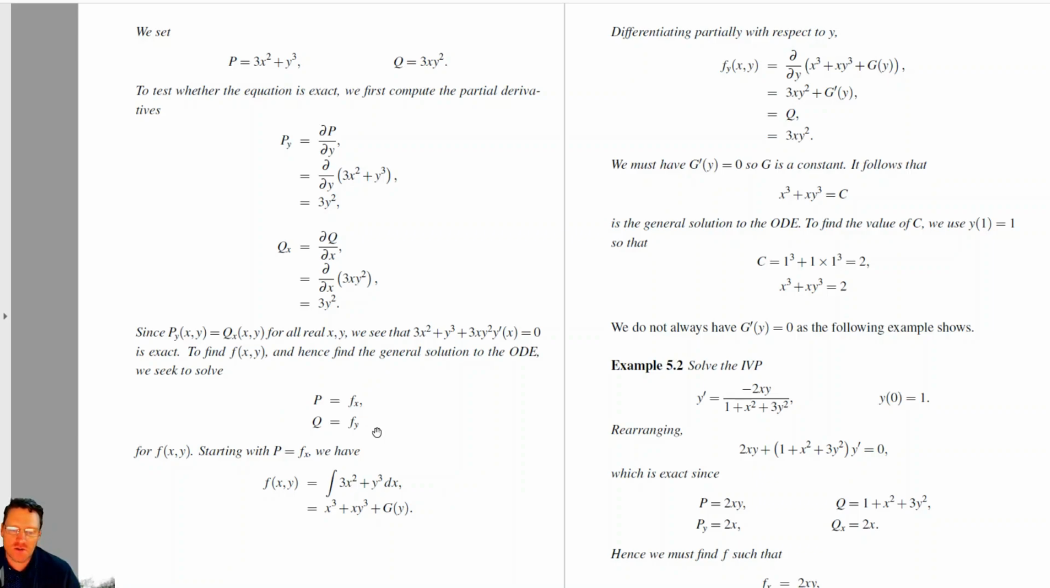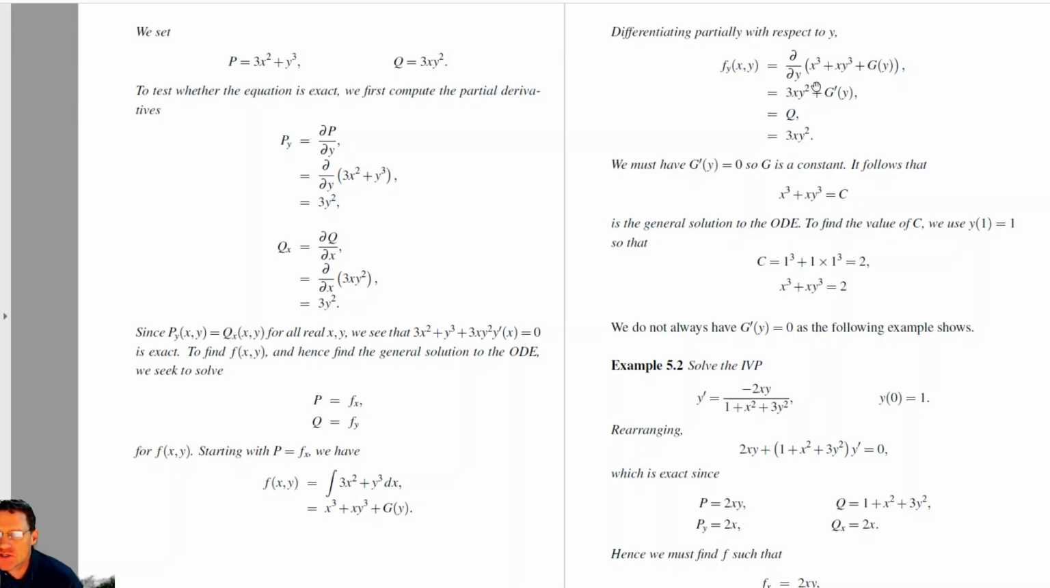The equation q is equal to f subscript y. So what we do here is we take this down the bottom and we differentiate partially with respect to y so that we can then match that with the q that we know is 3xy squared. Okay, so we're just going to take this partial derivative with respect to y in the next line.